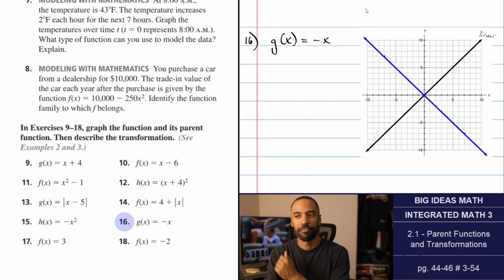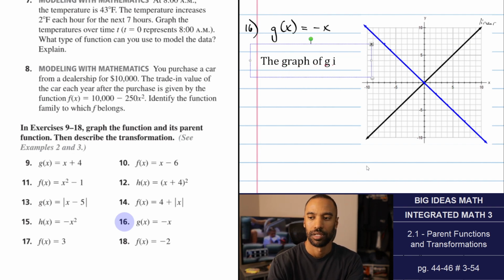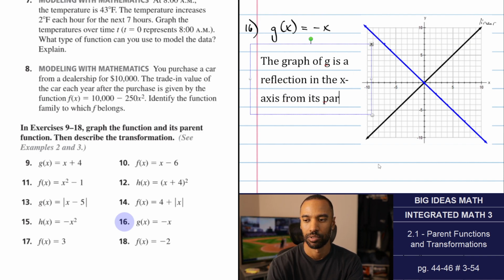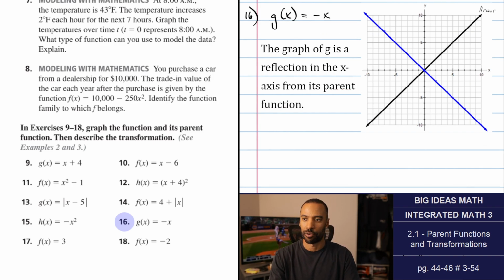So the graph of g is a reflection in the x-axis. Yep. Original parent function went up and right. Now it goes down and right. That's it. All right.